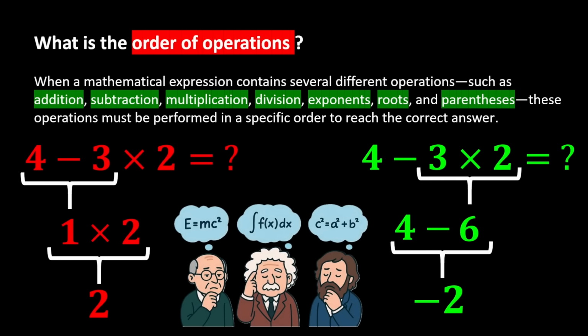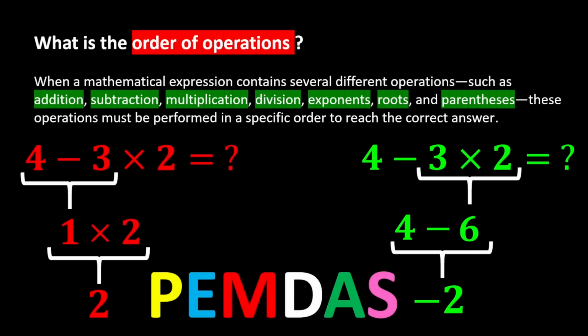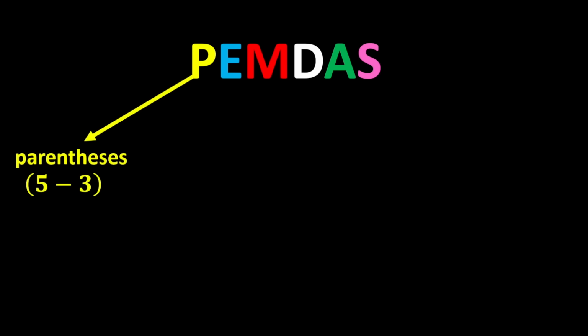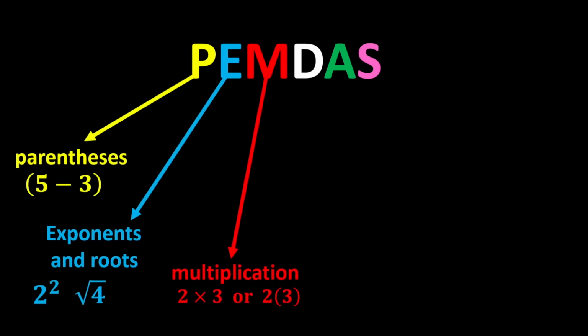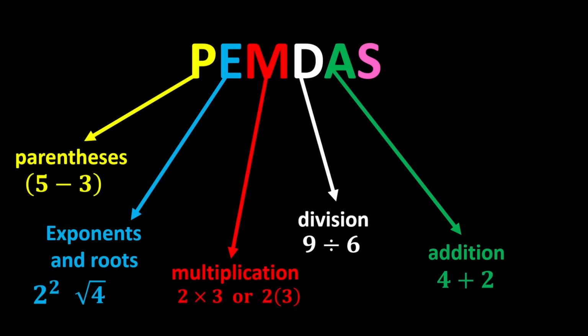To prevent disorder and confusion in mathematics, mathematicians agreed on a universal rule called the correct order of operations. This rule is known by a short and simple acronym called PEMDAS, and each letter in the word PEMDAS stands for a specific step. P stands for parentheses. E stands for exponents and roots. M stands for multiplication. D stands for division. A stands for addition. And S stands for subtraction.